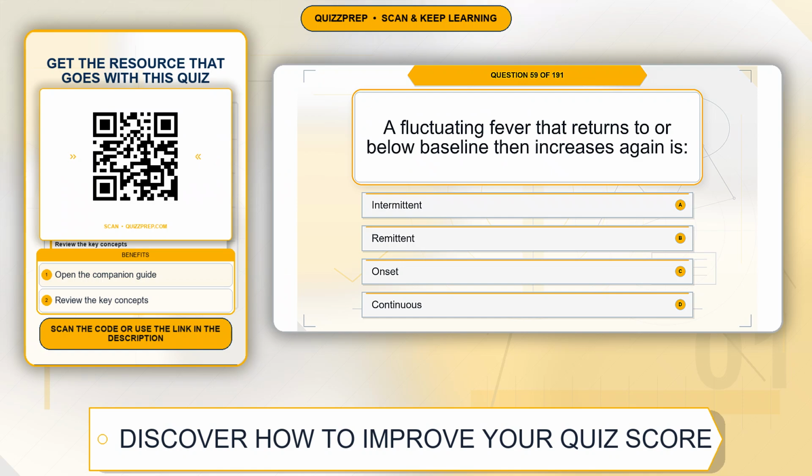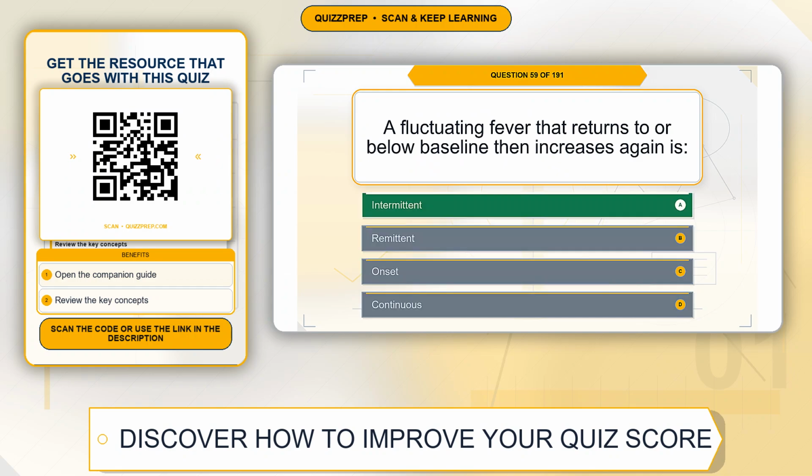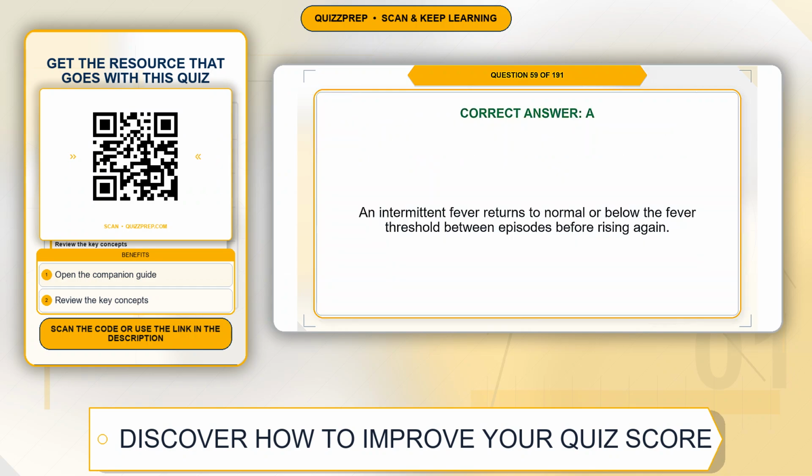Question 59. A fluctuating fever that returns to or below baseline then increases again is: Option A, intermittent. Option B, remittent. Option C, onset. Option D, continuous. The correct answer is option A, intermittent. Explanation. An intermittent fever returns to normal or below the fever threshold between episodes before rising again.